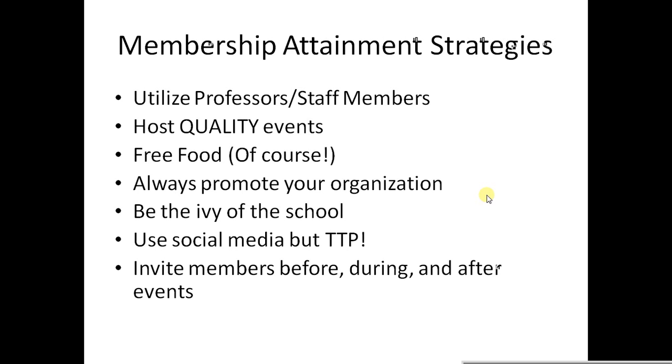And then invite members before, during, and after events. So you invite them to come to the event. The people who are at the event, tell them, hey, please come to our next event. And after that event is over, once you collect their information, this is very important, once you collect their information, you invite them again.